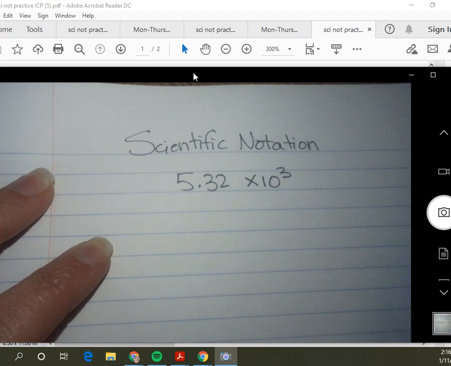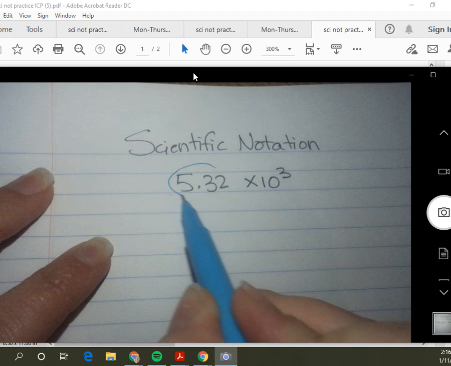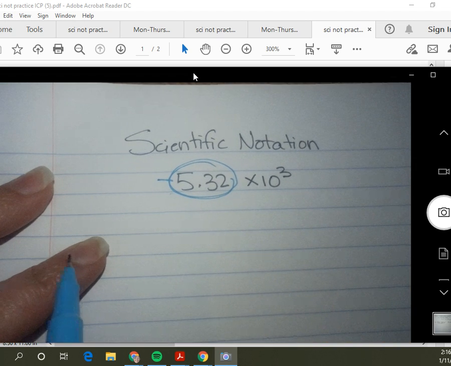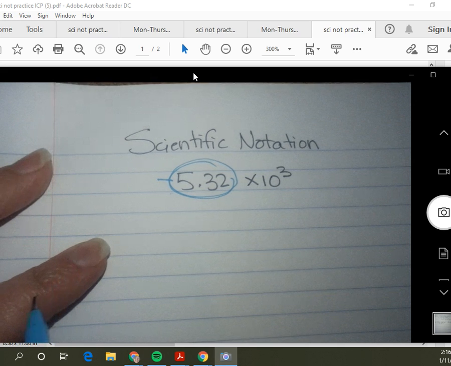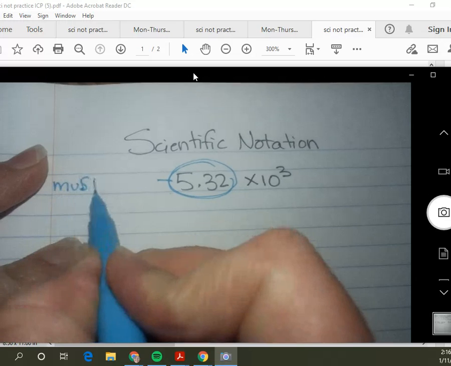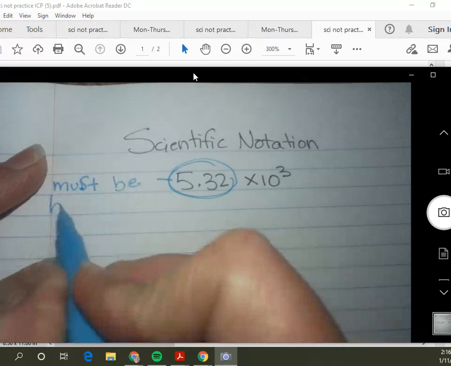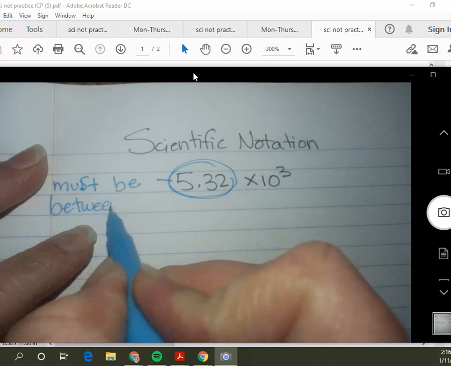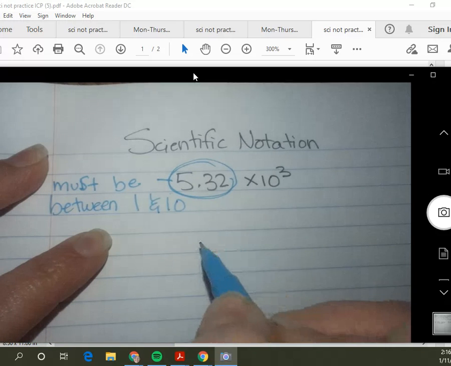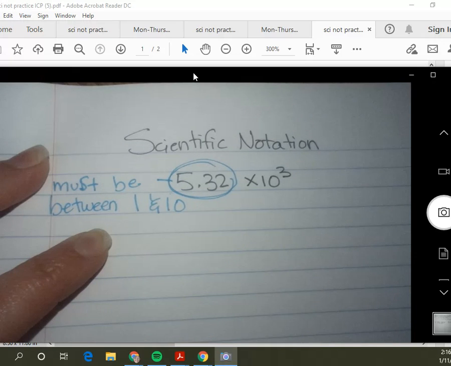The first thing is this number right here. What's true about this number? It must be between 1 and 10. So it has to be between 1 and 10.